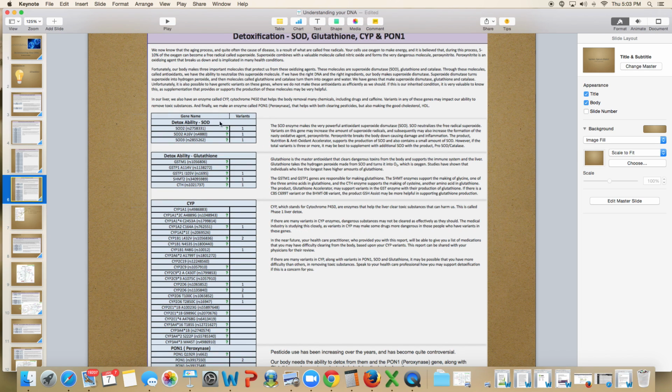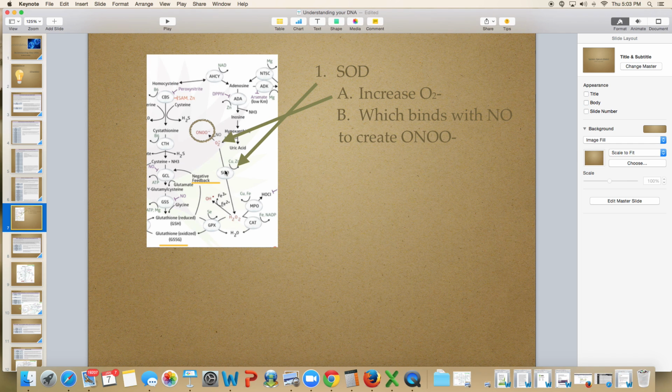These are the SOD genes. This person has a single allele defect on all three of those genes, so they certainly have a decreased function of the SOD gene. So it's not making enough superoxide dismutase. It's keeping an excess amount of superoxide in the tissues, and then it's creating a lot of peroxynitrite. Why? Because see this NO, this is nitric oxide.